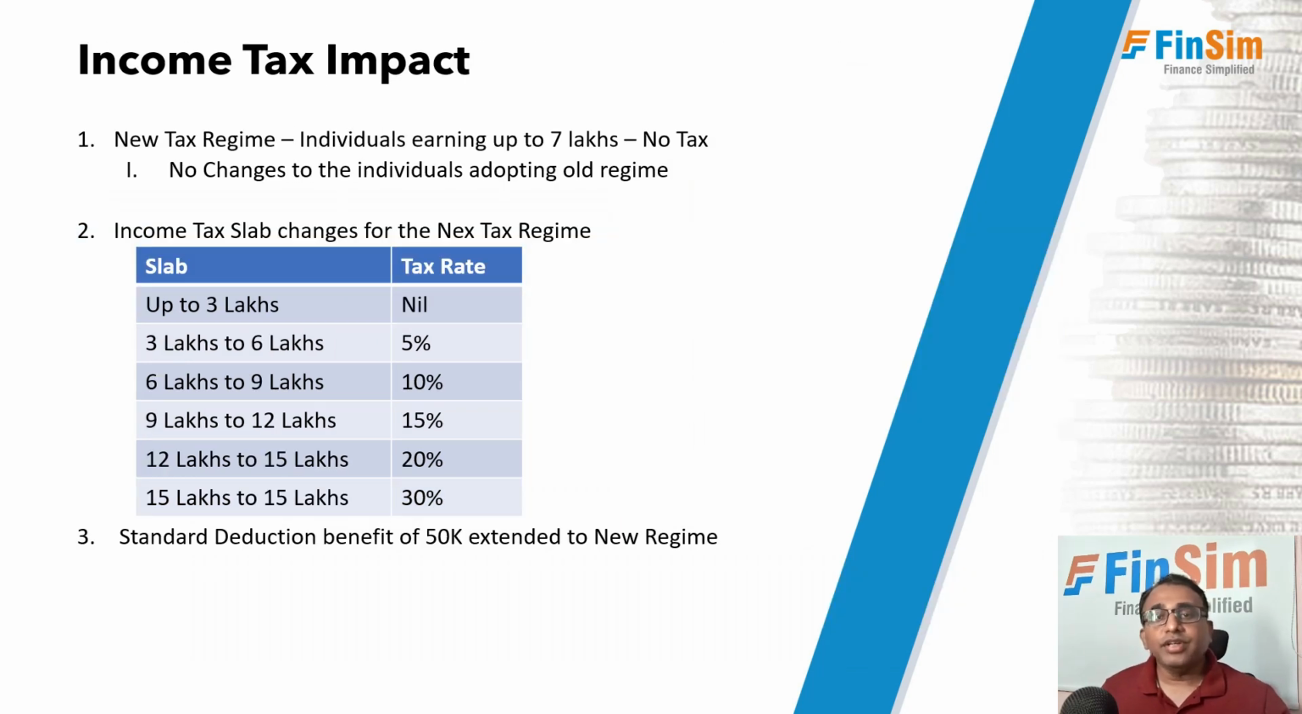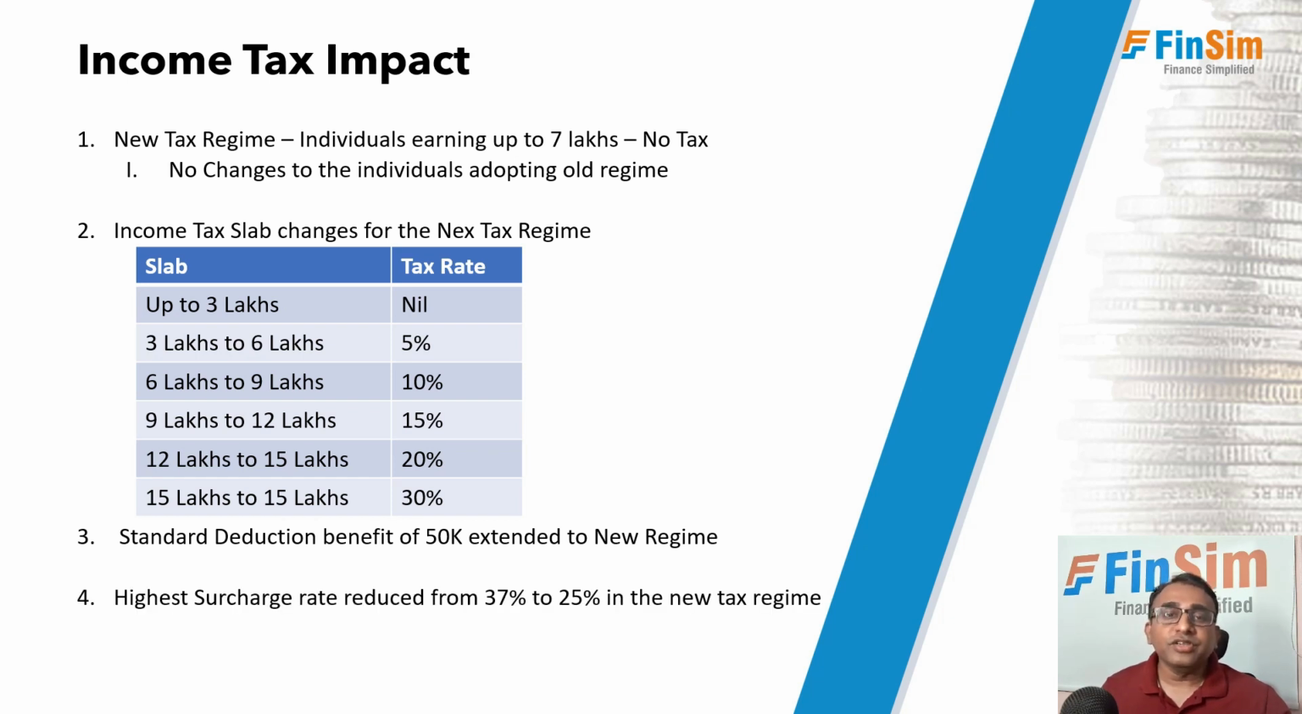Third change in the budget is with respect to standard deduction. As we saw earlier, when trying to understand the taxable income as per old and new tax regimes, no exemptions were allowed under the new tax regime. So a taxpayer's total income would eventually be his or her income as well. In the current budget, taxpayers adopting new tax regime are allowed to deduct 50,000 rupees from their total income to arrive at the taxable income.